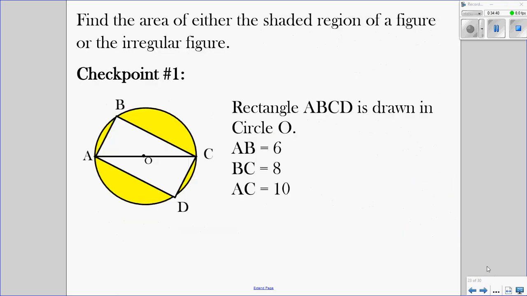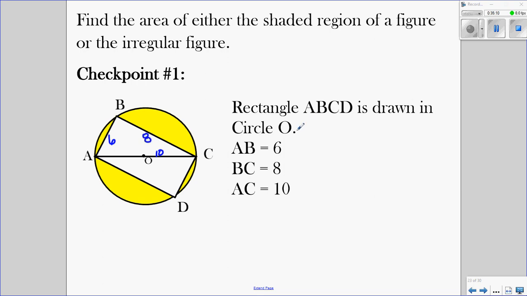All right. Next one. This is more involved. We have a circle and we have a rectangle. You might think, oh, 2 triangles, but look at the overall shape. It's a rectangle. They gave you the measurements. AB is 6, BC is 8, and AC is 10. All right, so they want you to find the shaded region of the figure.